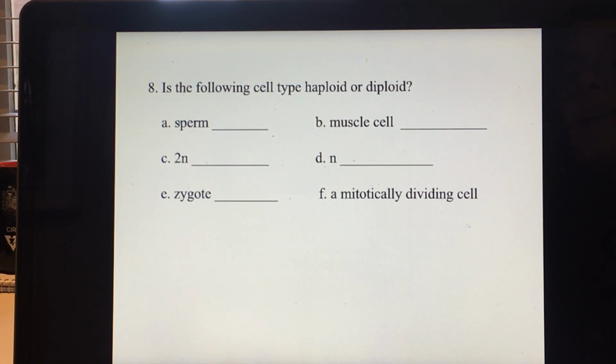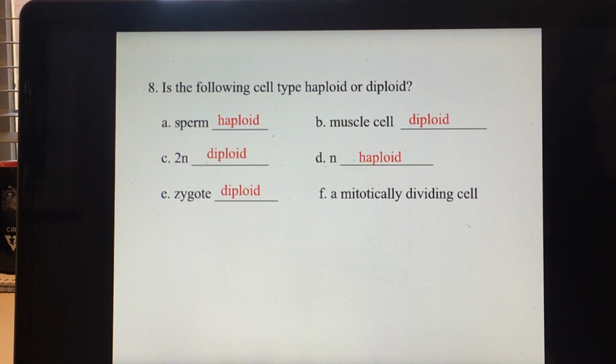For these following cell types, we need to identify whether they would be haploid or diploid. A sperm would always be haploid. Muscle cells would be diploid because they are body cells. 2N represents diploid cells, N represents haploid cells, and zygotes would be diploid.